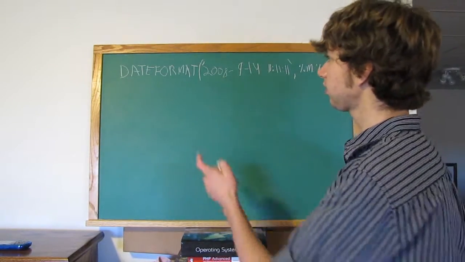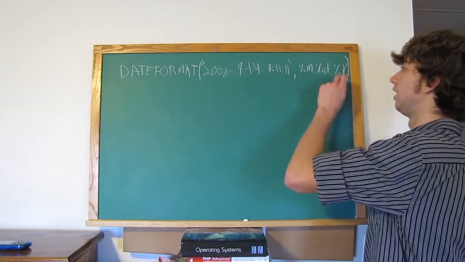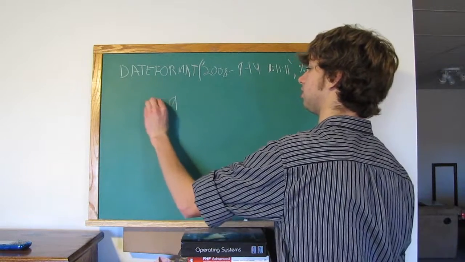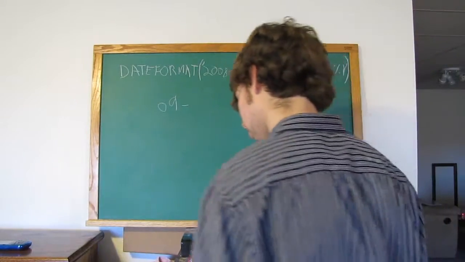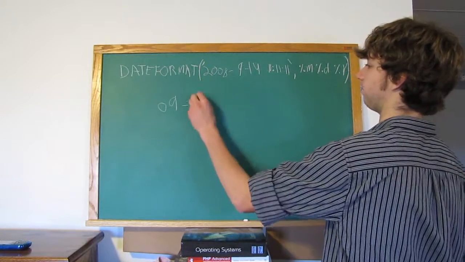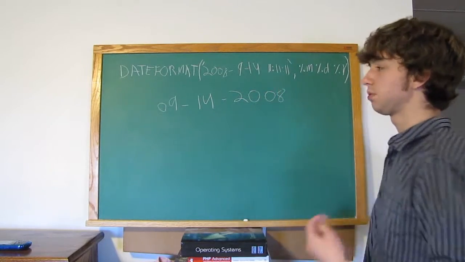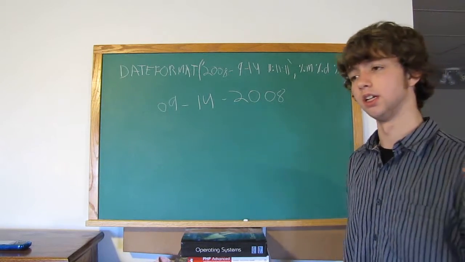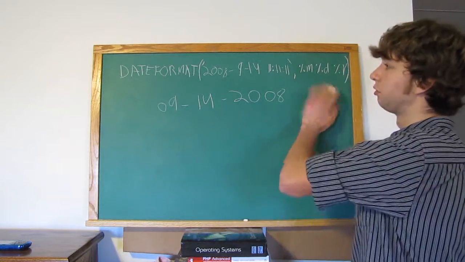Alright, so if I ran this, it would take this date and it would return the month, the day, and the 4-digit year. So the end result would be 09, 14, 2008. If this is the format desired to be inserted in a database or retrieved or shown, then we need to format it in this format.